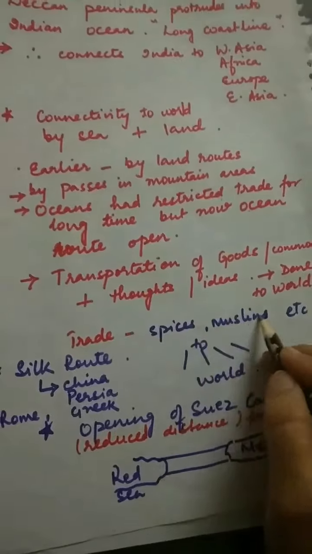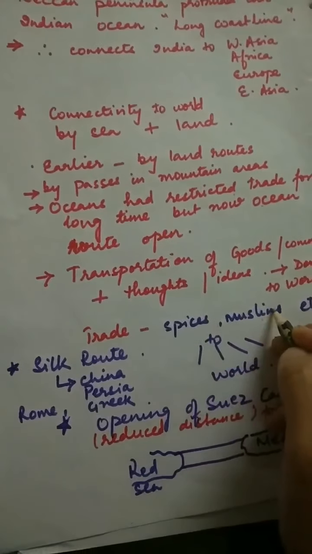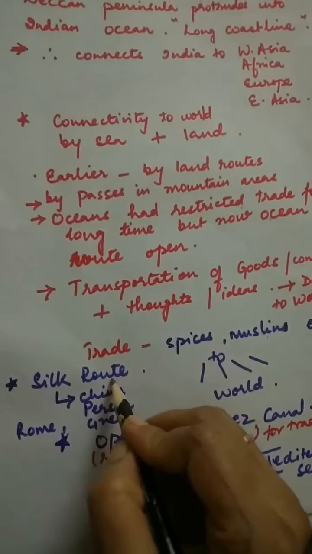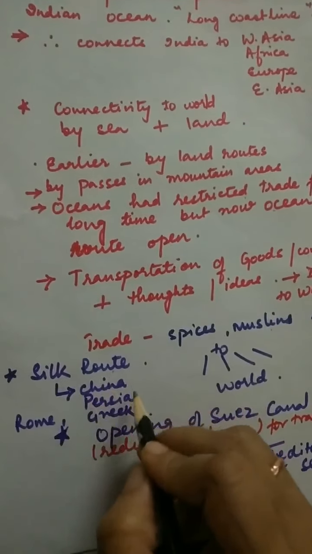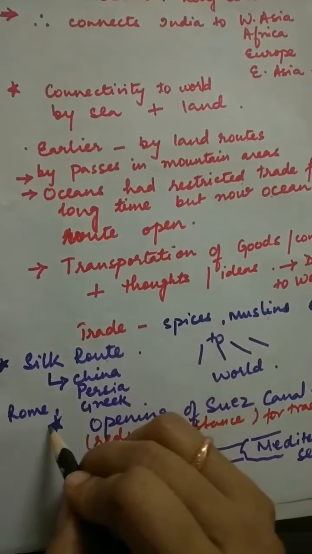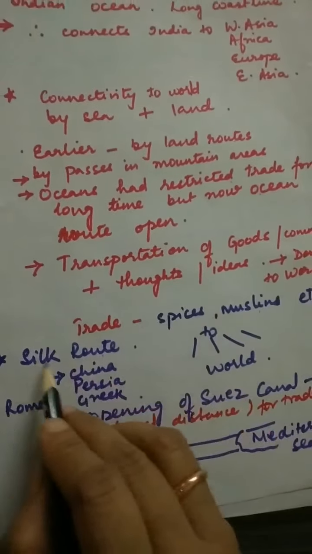So it's a fabric, and we all know about the Silk Route, through which trading was done to China, Persia, Greece, Rome, Arabia. So this was the Silk Route.